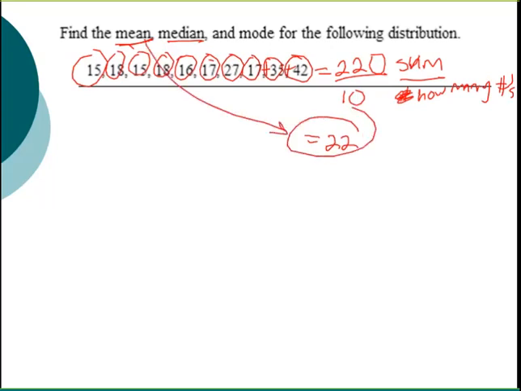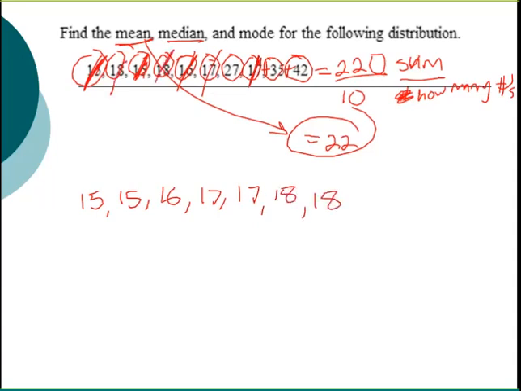So that's our mean. Now to do the median, we have to put them in order. By that I mean ascending order. So we've got 15, and the next one would be 15, not 18. I'm going to cross them off as I use them. 15, 15, and then 16. And then 17, and then there's another 17. And then the next number is 18, and then we have 18 again. And then we have 27, 35, and finally 42. So 1, 2, 3, 4, 5, 6, 7, 8, 9, 10.